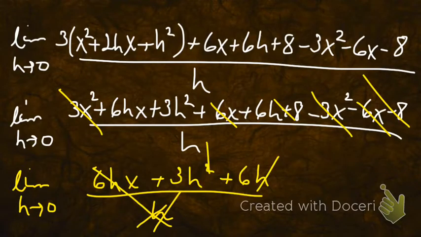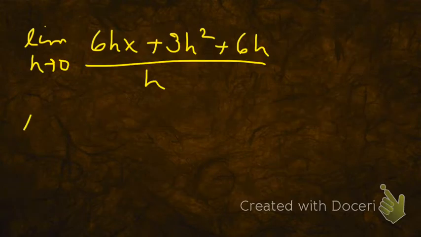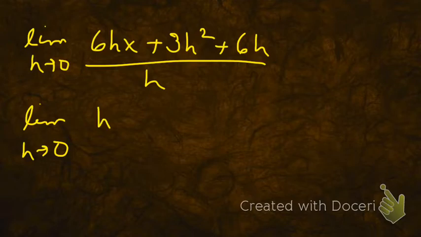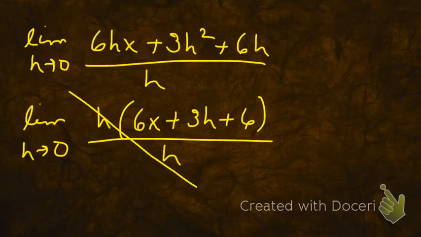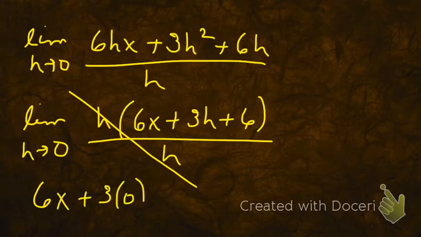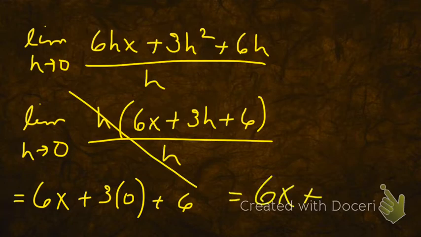There's another way to look at this. We could factor out the GCF, h. If we do, we're left with 6x plus 3h plus 6. And once you factor, yes, it's appropriate to cancel. We can go ahead and evaluate this limit. As h approaches 0, we've got 6x, 3 times 0, and 6. Well, that is 6x plus 6.